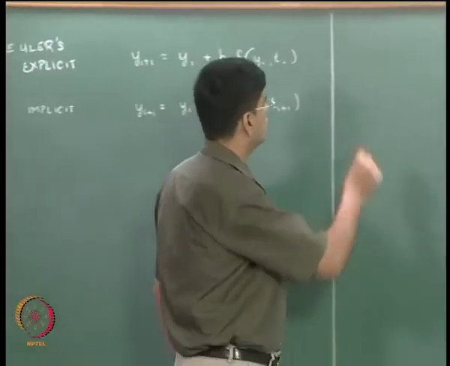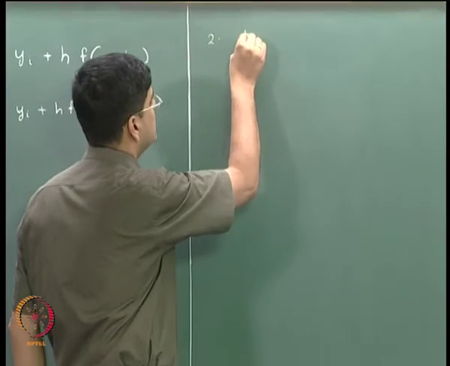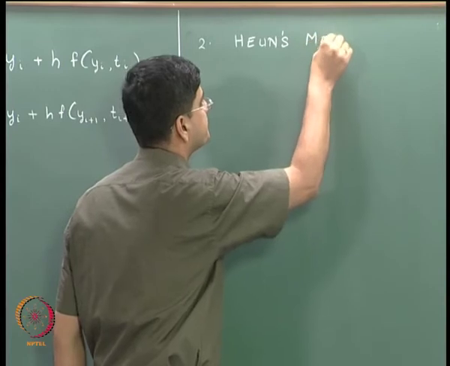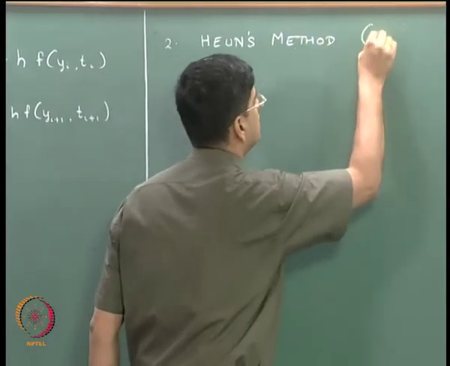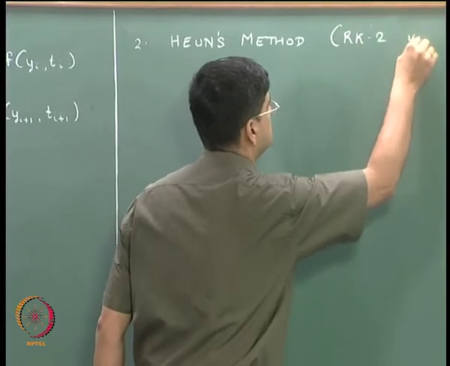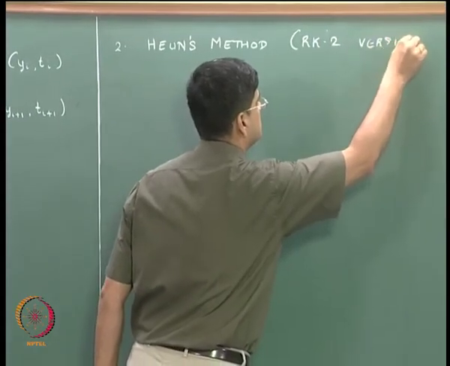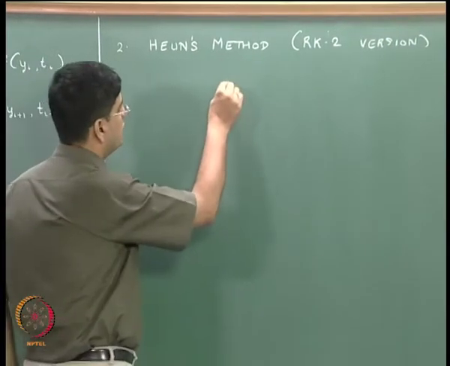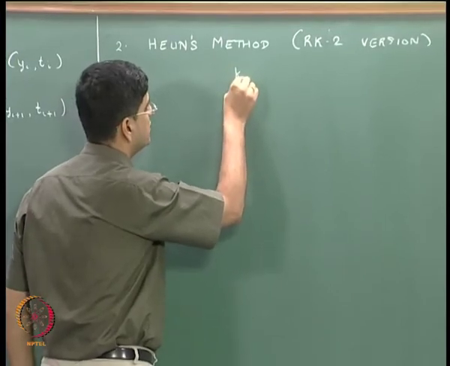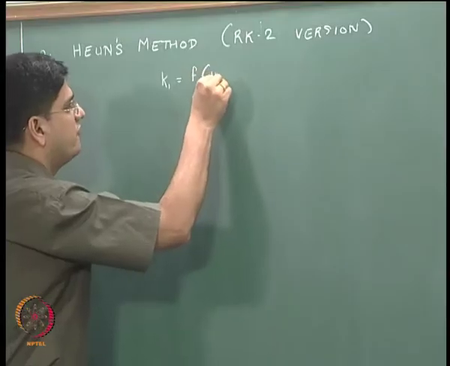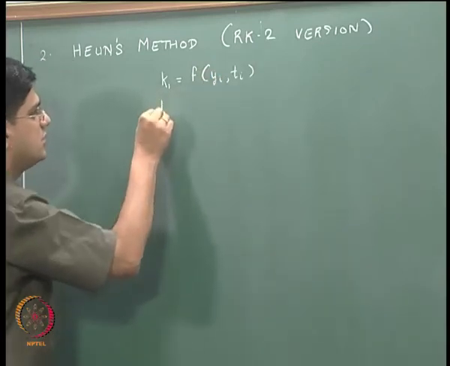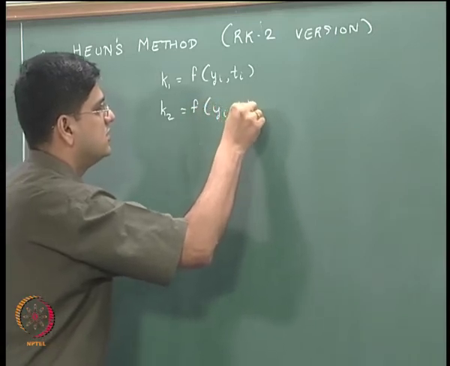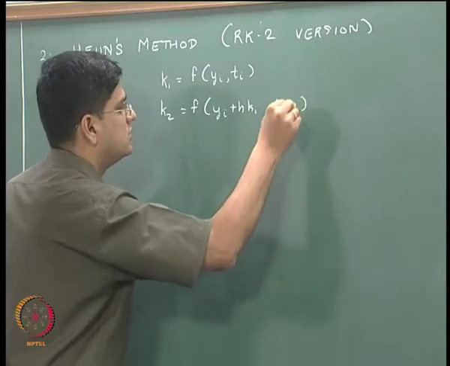Then we went on to the Runge-Kutta family of methods, and in that case I will talk about Heun's method, RK2 version. In Heun's method, the RK2 version, what we do is we write K1 equal to f of y i comma t i, K2 is f of y i plus h times K1 comma t i plus 1.